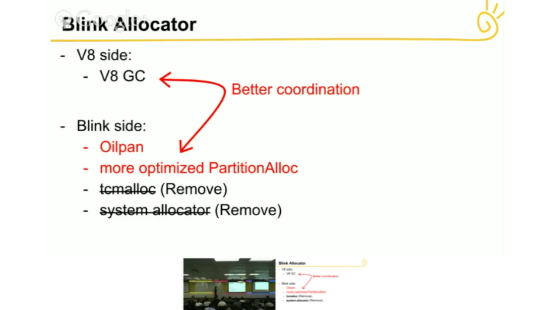So our goal of the Blink allocator is like this. On the Blink side, we want to unify all allocators into Oilpan and a more optimized PartitionAlloc, meaning that we want to remove TCMalloc and the system allocator from Blink. And also, we want to implement better coordination between V8 garbage collection and Oilpan and PartitionAlloc. So this is a big picture of the Blink allocator.